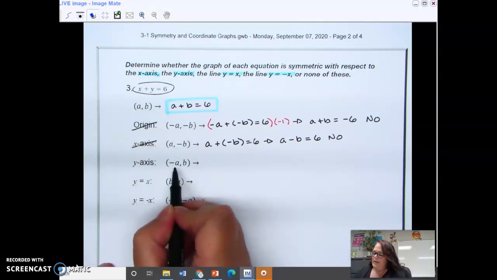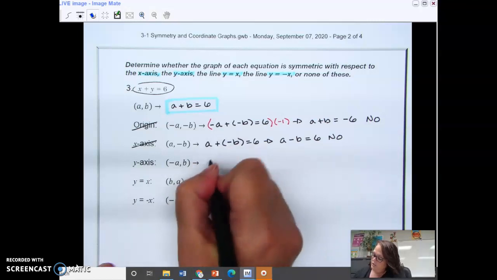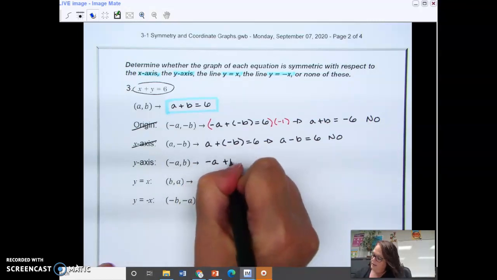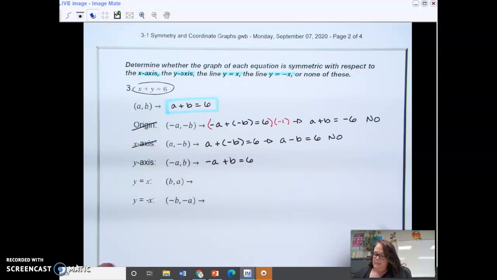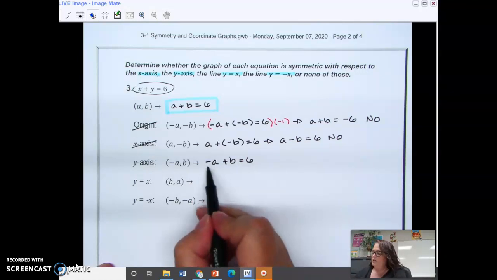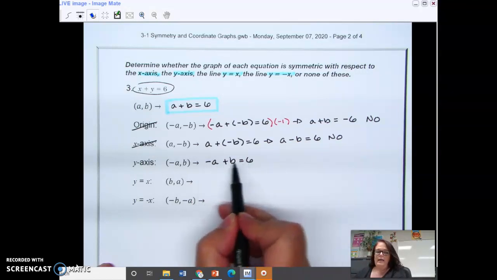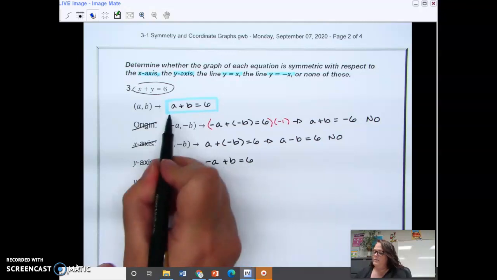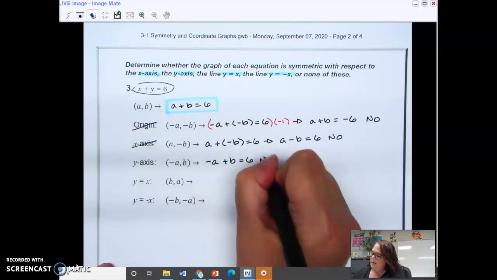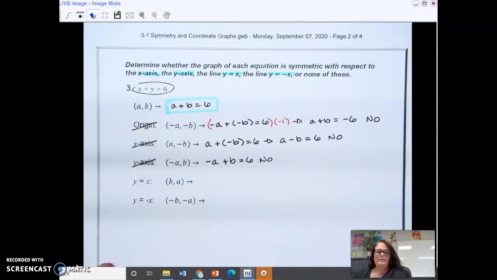So then if we consider the y-axis, that means the x changes. So that's going to be negative a plus b is equal to 6. And again, even if I tried to multiply through by a negative, I could never get everybody to be positive at the same time. So I cannot get it to match that blue equation. And so this one is a no as well.